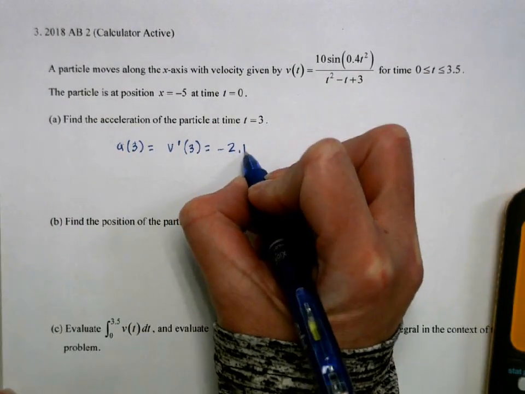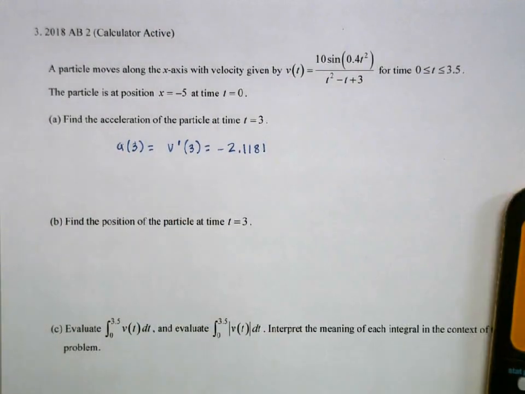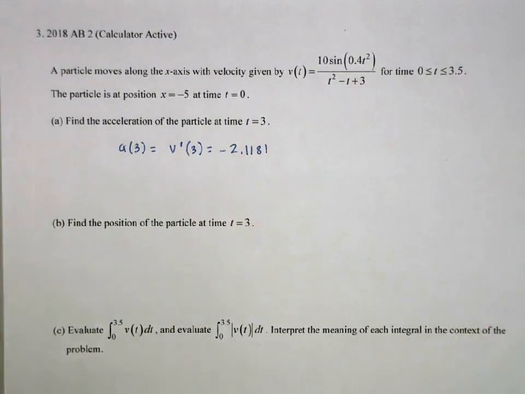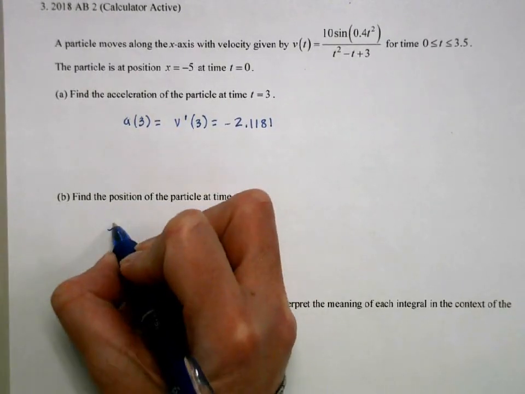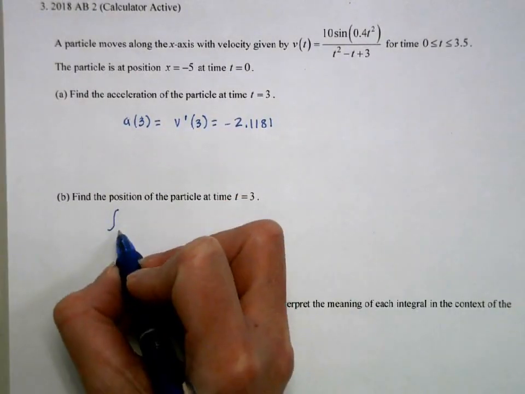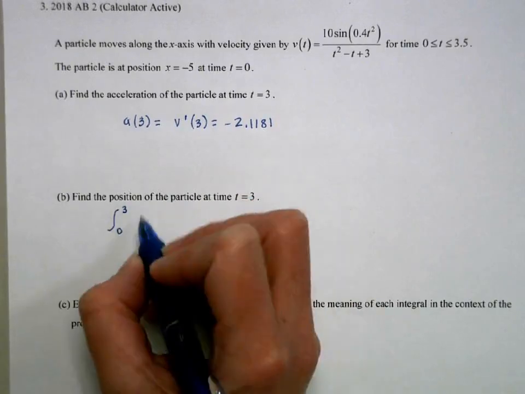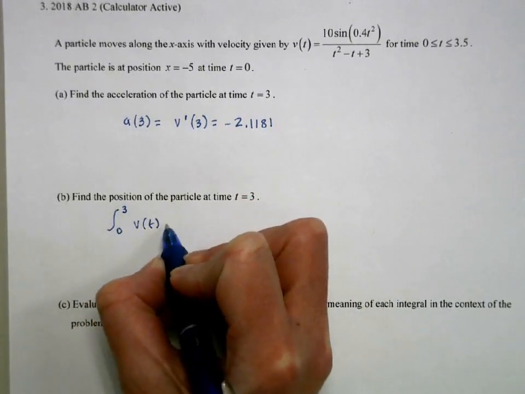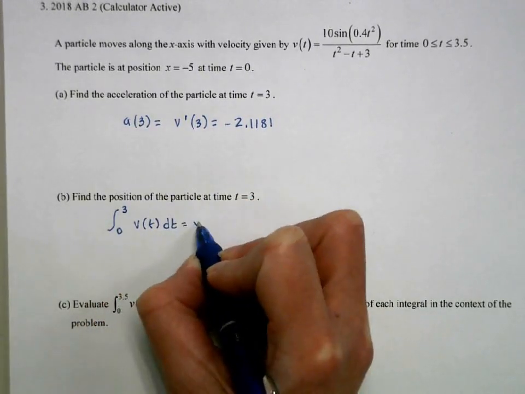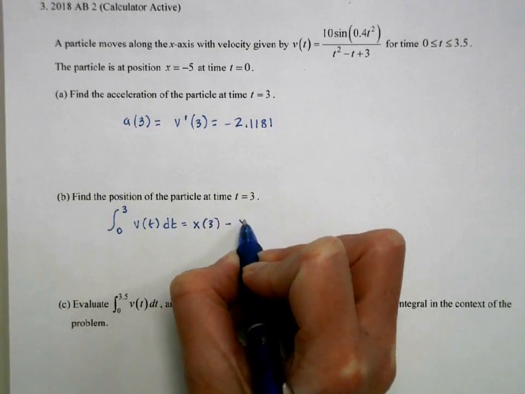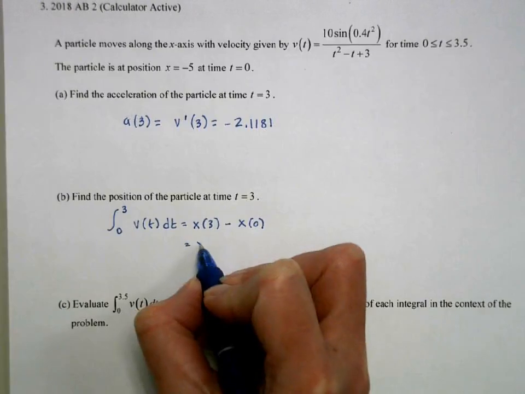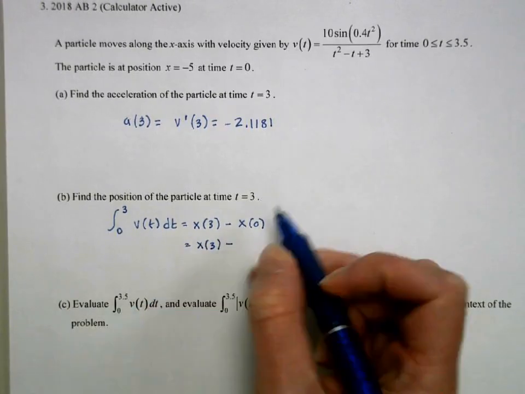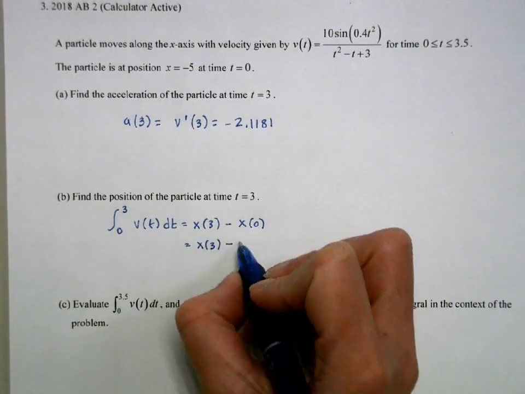Okay, and that's all we have for that one. Find the position of the particle at t equals 3. So we're going to again use that fundamental theorem because we know the integral from 0 to 3 of v of t is going to be the x position at 3 minus the x position at 0. We'll get this from the calculator. We are told our position here is -5.